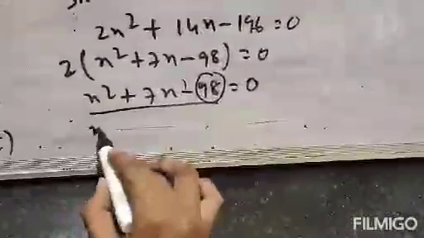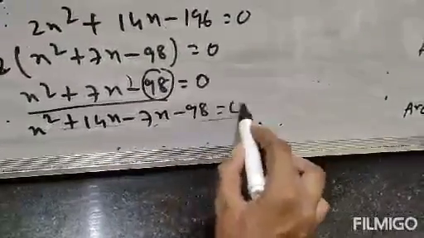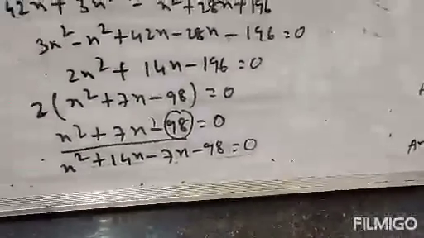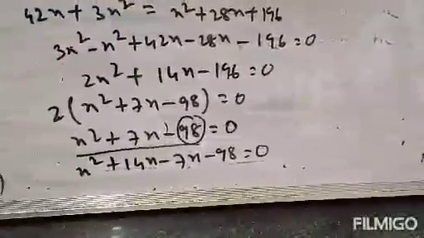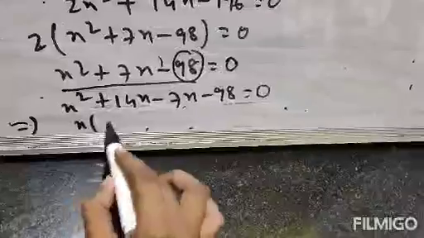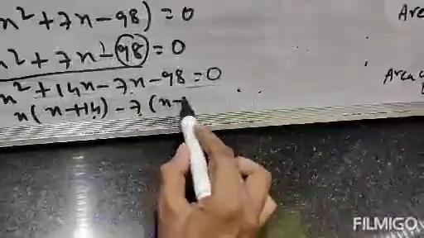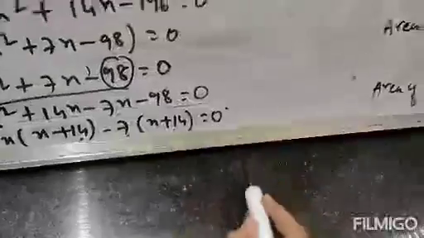So you can write here x square plus 14x minus 7x minus 98 will be 0. If you factorize 98, it will be 7 into 14. So 14 minus 7 gives plus 7, so that is 14x minus 7x. So this is the middle term factorization. Now take x as common, so x plus 14. Take minus 7 as common, so x plus 14.